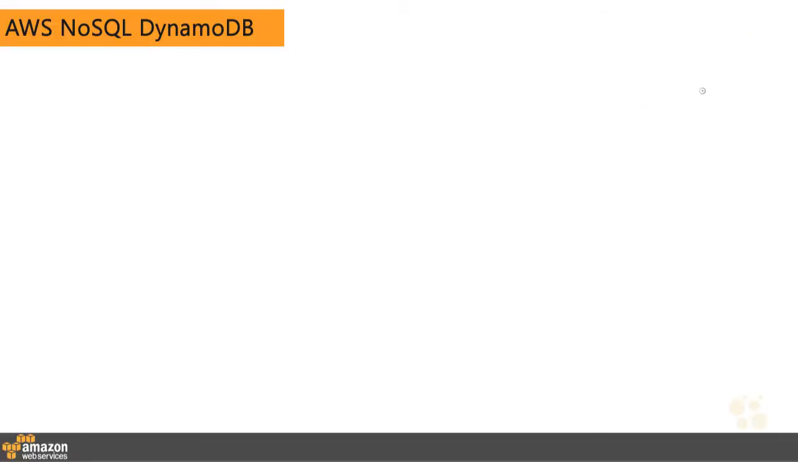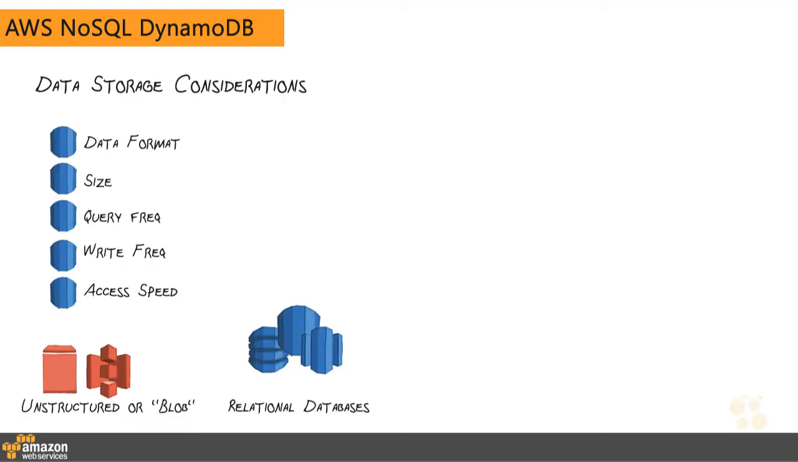You can store data a lot of different ways inside of Amazon Web Services, and during my nugget on Relational Database Service, RDS, I talked about some of the things that you need to consider when you're looking at your data, things like your format and your size and your query and writing frequency, your access speed. And I sort of broke it down into two different types of databases that you might think about: unstructured or blob data storage and relational data storage. And then we went and talked about Amazon RDS, which is a sort of traditional SQL-based relational data model.